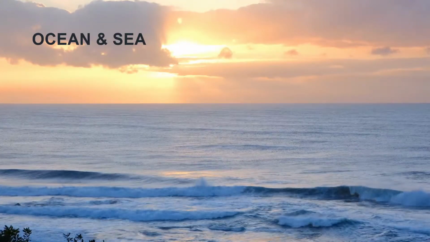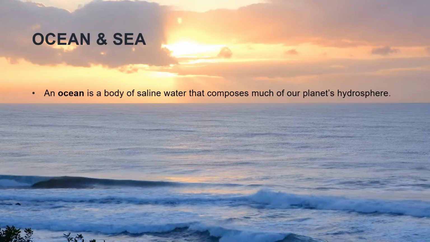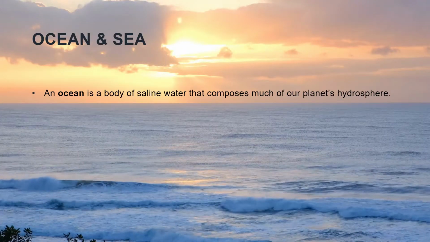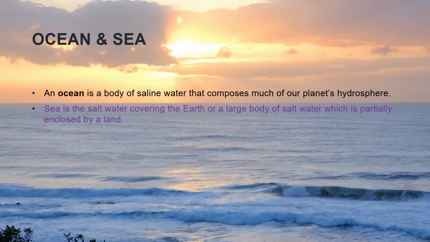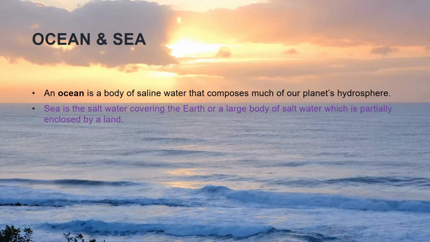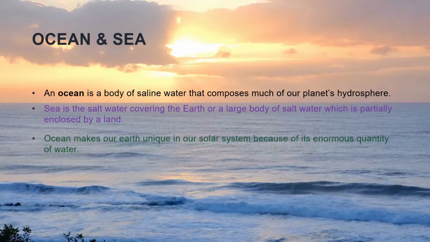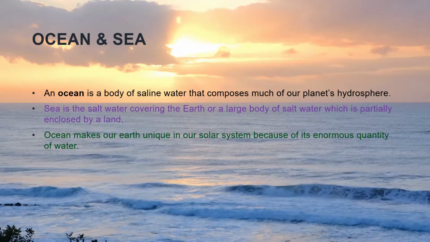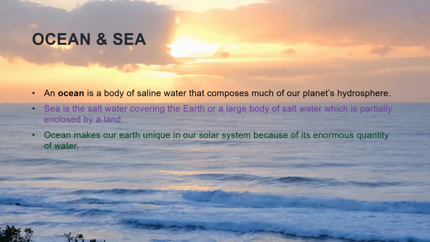Ocean and sea. An ocean is a body of saline water that composes much of our planet's hydrosphere. Sea is the salt water covering the earth or a large body of salt water which is partially enclosed by a land. Ocean makes our Earth unique in our solar system because of its enormous quantity of water.